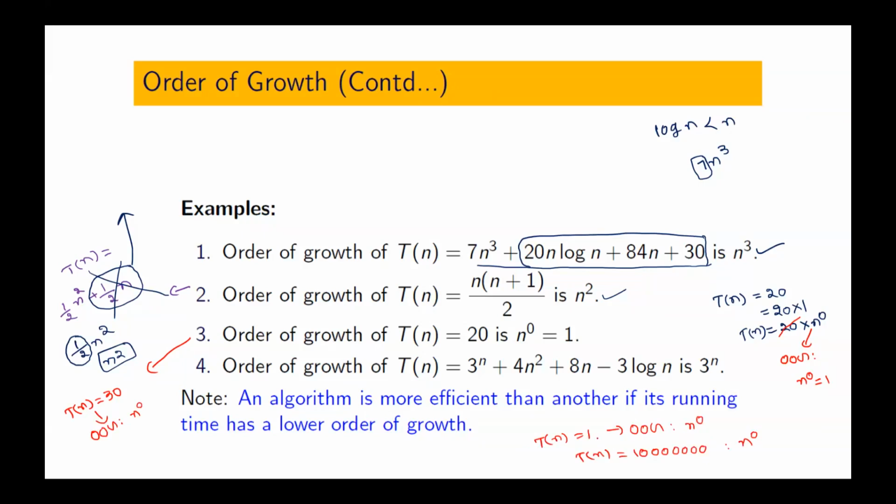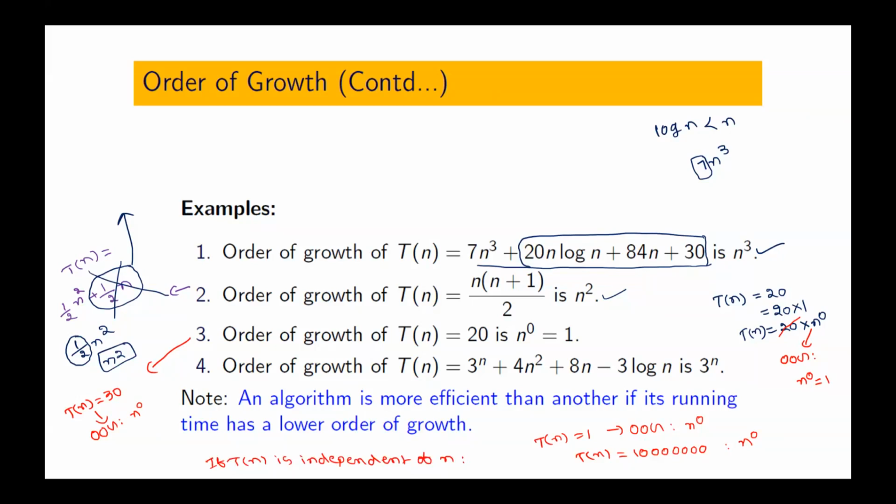In all cases, T of n is 30, T of n is 20, T of n is 1, T of n is 1 crore, T of n is independent of n, no? If T of n is independent of n, that means it is not depending on n. That means what is its order of growth?